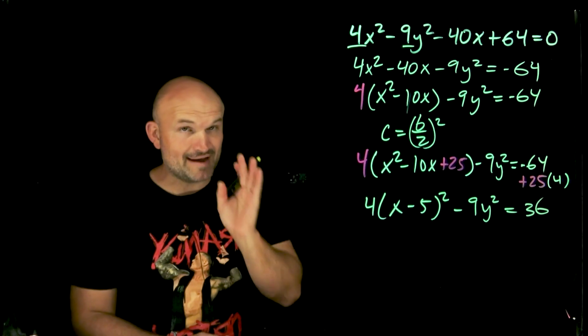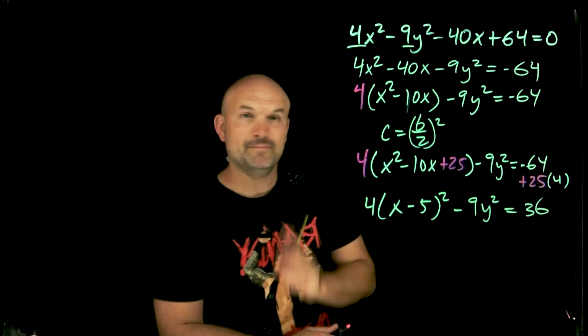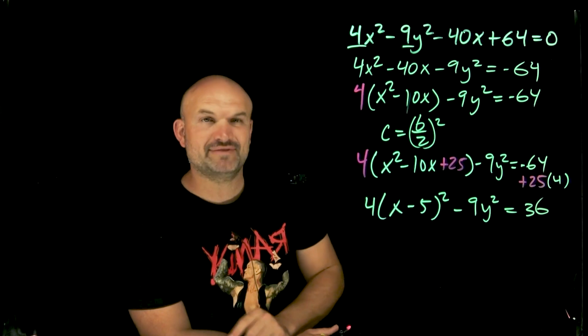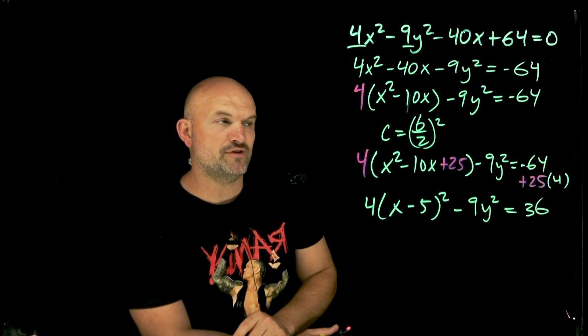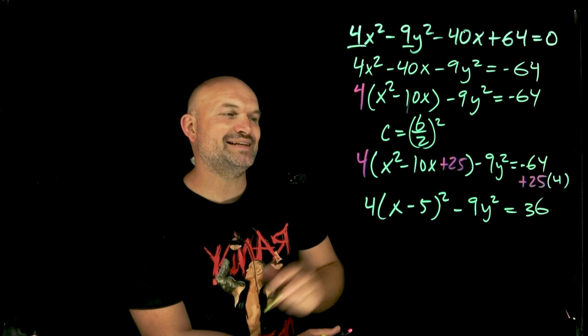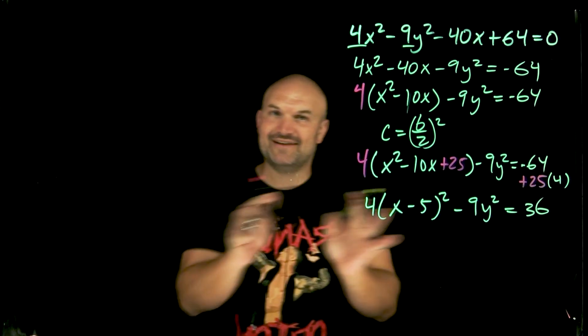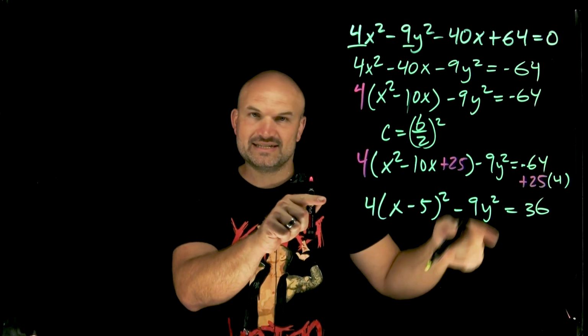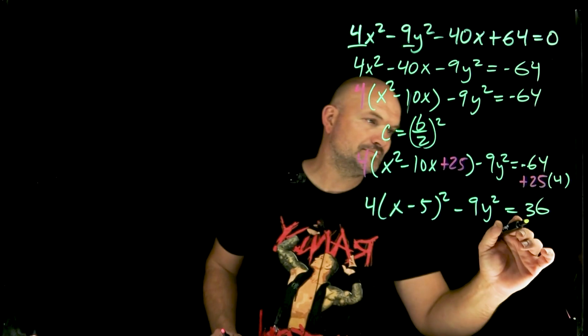All right, so now I almost got it into our standard form, but we're not there yet because our standard form of a hyperbola is equal to 1. Right now we have it equal to 36. So to go from 36 to 1, I don't want to subtract 35. What I need to do is divide everything by 36. That will make a 1 here on the right-hand side, and that is going to simplify here over on the left-hand side.